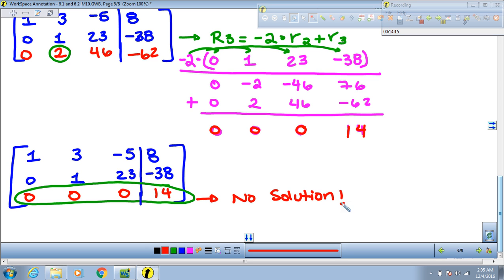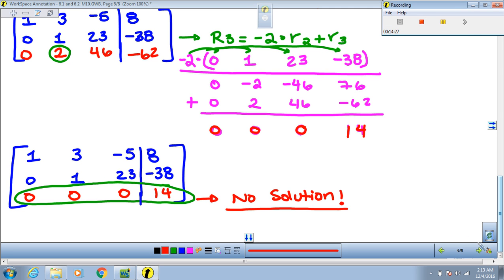And that's what you have to write: that there is no solution for this problem. You need to stop working it out, and that's it. There's nothing else you can do. Okay. So moving on to the next problem.